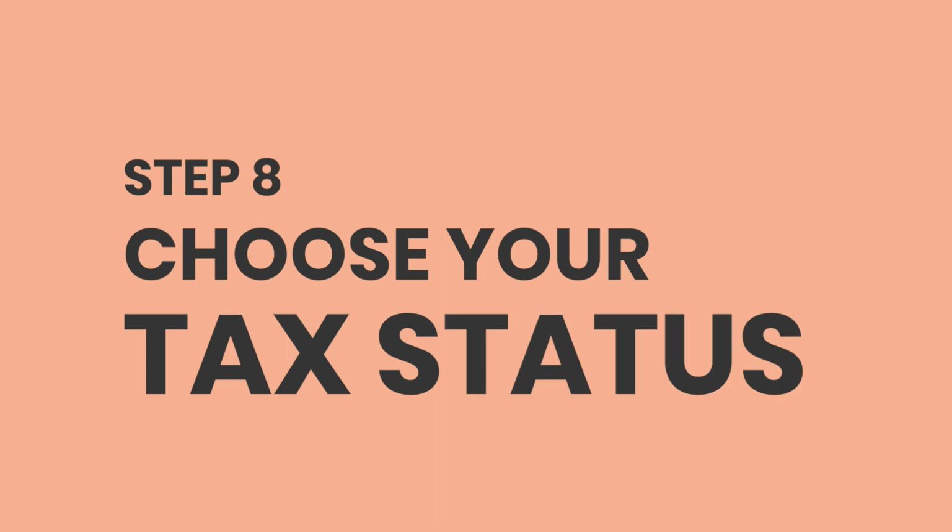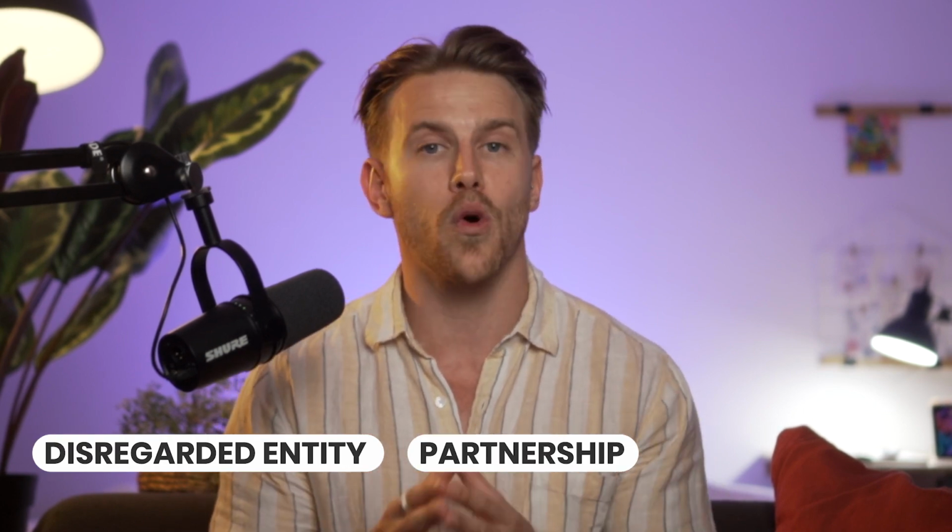Step 8. Choose your tax status. Now that your LLC in Kansas is almost up and running, it's time to decide on your tax status. This is a crucial decision as it will determine how your business is taxed at the federal level. You have a few options here, and don't let them overwhelm you. We're about to explain. An LLC can be treated as a disregarded entity, a partnership, or a corporation for tax purposes. Each option has its own set of tax implications.